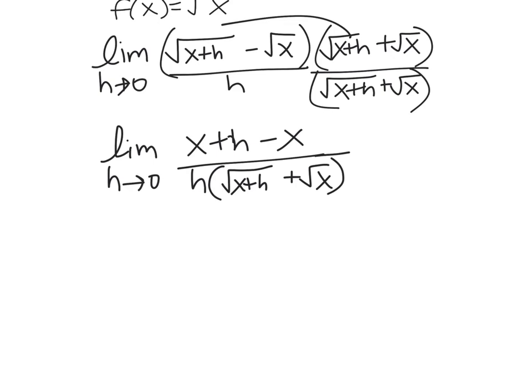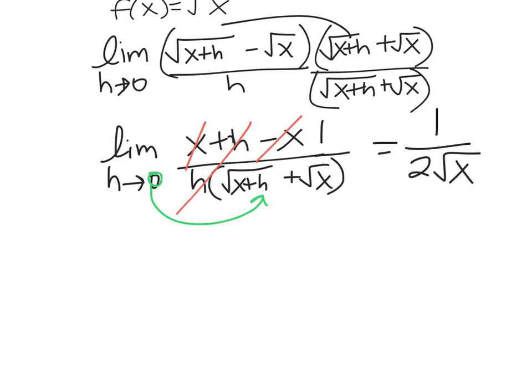So now the x's cancel, and the h's reduce. So you're left with 1 over the square root of x plus h plus the square root of x. And now, don't forget this step. I'm telling you, people forget it. Take that 0 and plug it in for h. So you get a rad x plus another rad x, 2 rad x. And that would be the derivative.